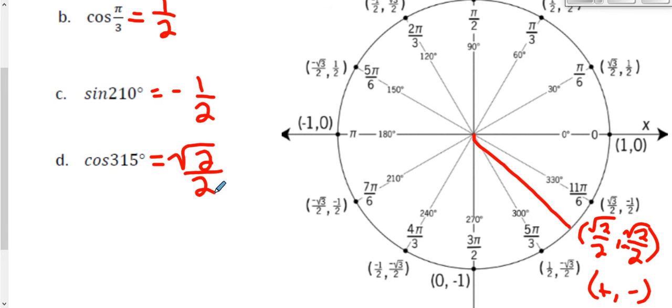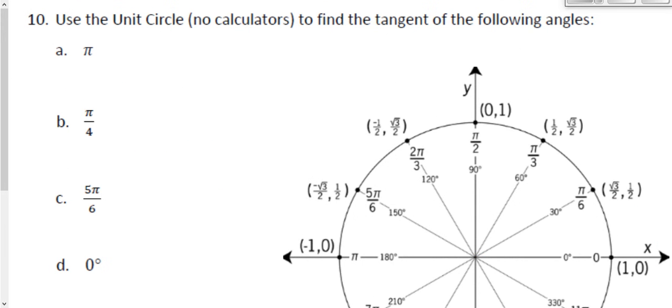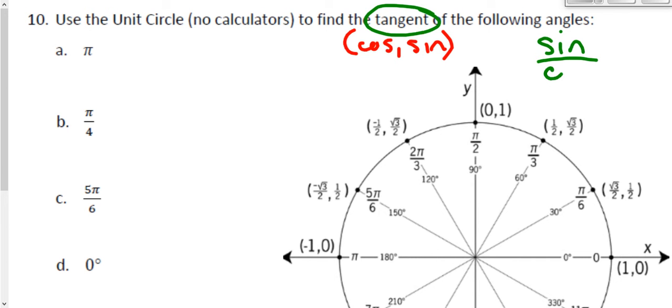And that's all done. Let's take a look at the next section, which is asking us to find the tangent. So use the unit circle to find the tangent of the following angles. Let's start with pi again. So we were just at pi earlier. Here's pi right here. We have cosine comma sine. I'll write it again. But this time we need to find the tangent. To find the tangent, we need to do sine divided by cosine. So I need the sine of pi. Let's see what the sine of pi is.